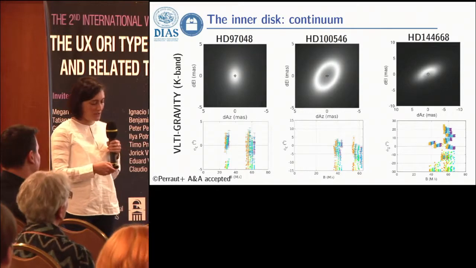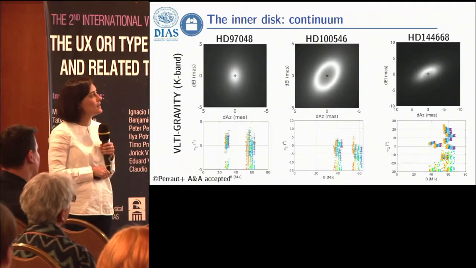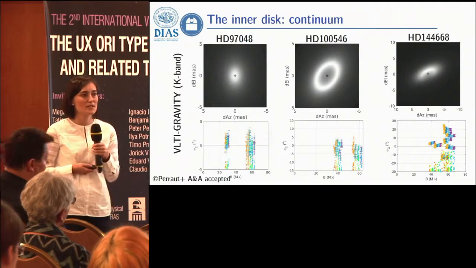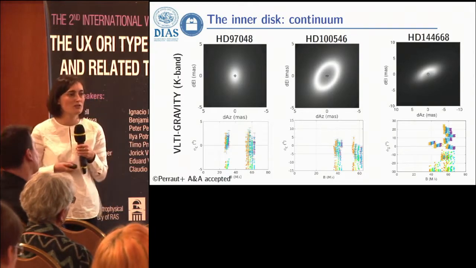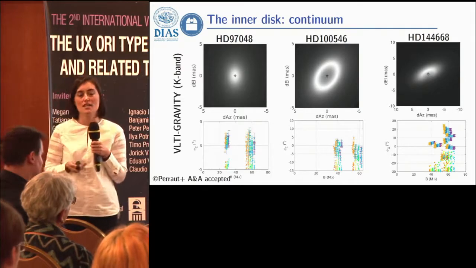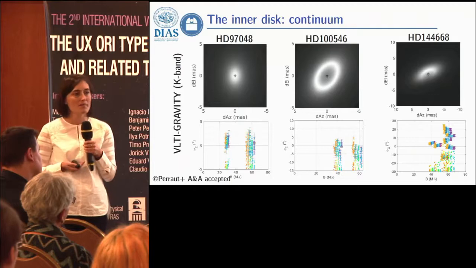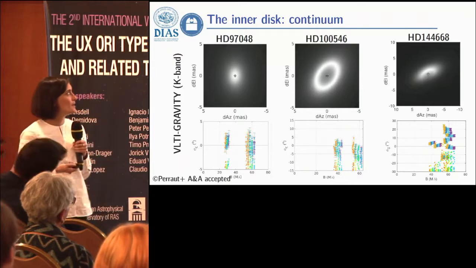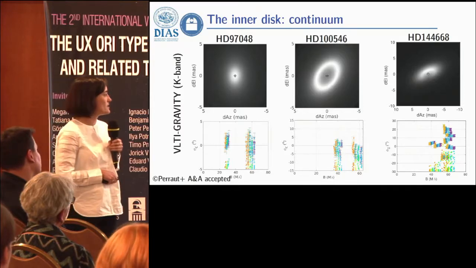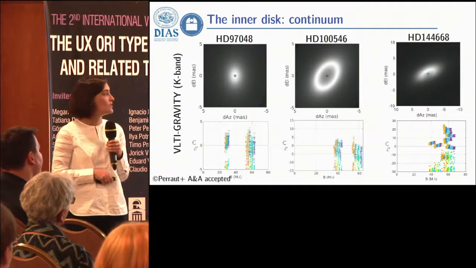What else can we tell about the continuum in the inner disk? Well, in interferometry, the ones that are expert in interferometry will know about closure phases. This is an observable for interferometry, and it gives you an idea of the asymmetries of the system. And now here I'm showing some of the results found with the statistical survey for GRAVITY on the continuum.